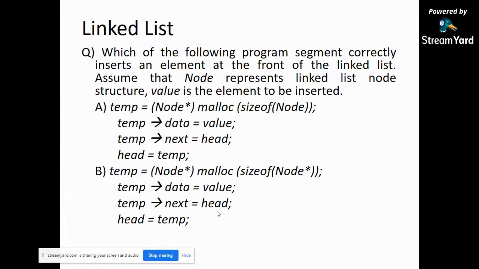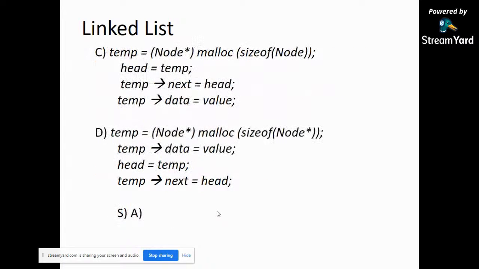Okay, temp is equal to node malloc size of node. Okay, I'm sorry. In the first node only, in temp only, we are having the address of the node. Now in temp of data we had stored value. In temp of next we had stored head, and now head is pointing towards temp. Head is equal to temp. So the first option is the correct option.